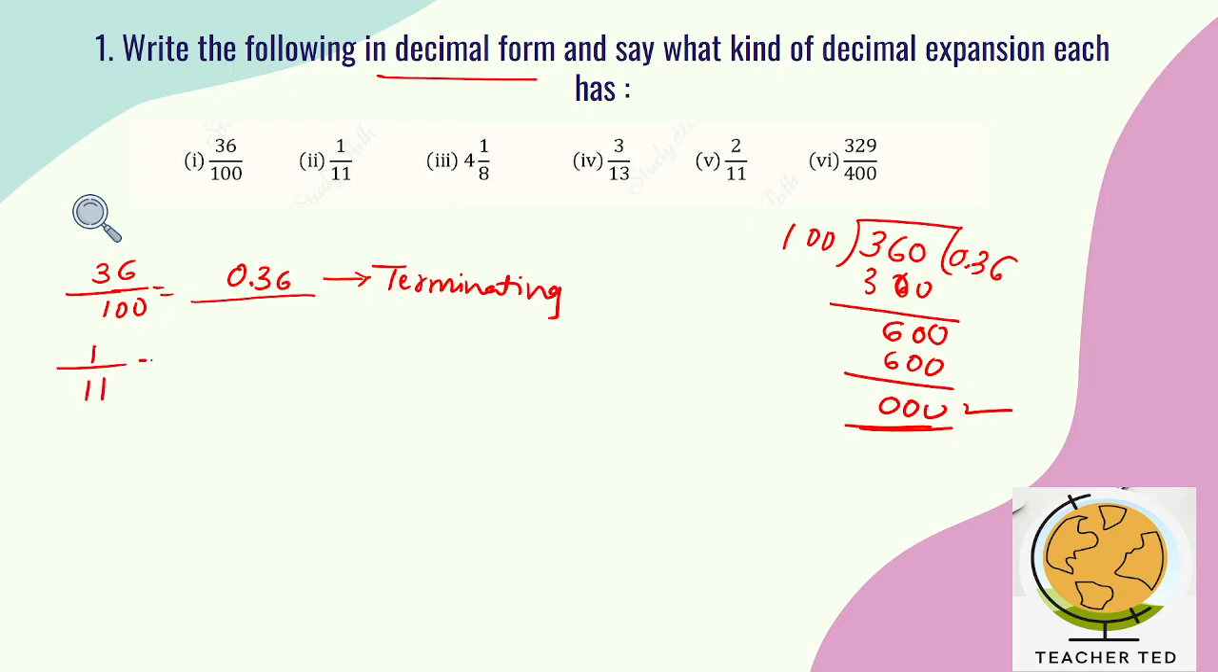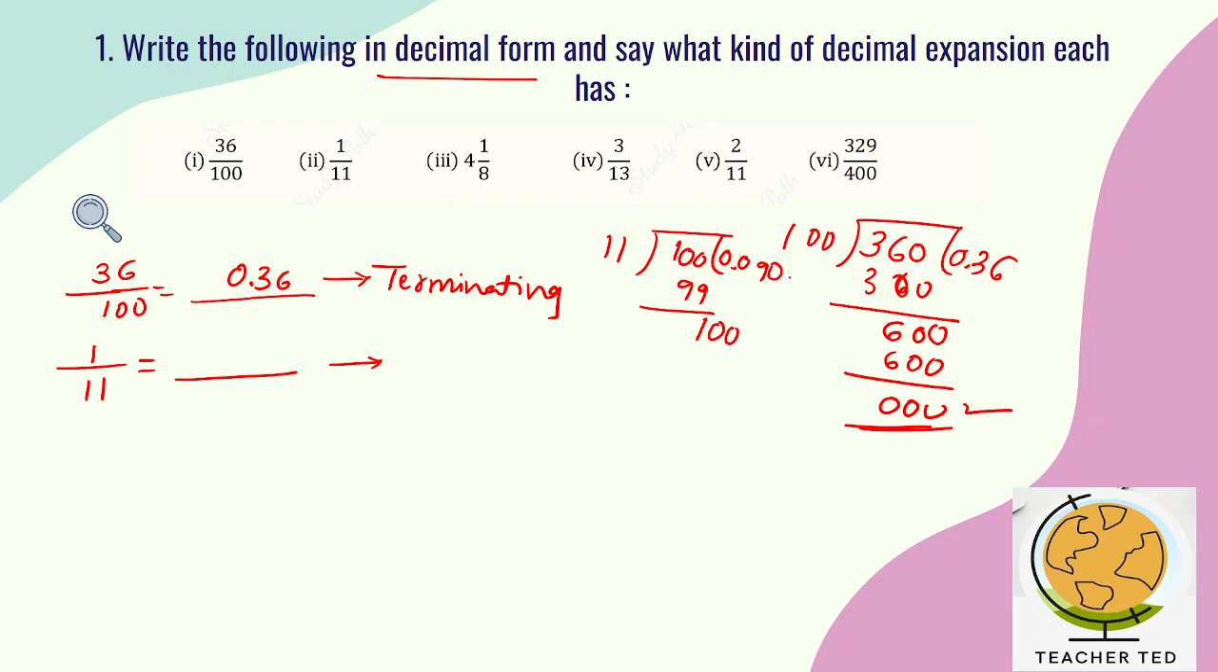Go for the second one, 1 divided by 11. We need to find out the decimal expansion of this and find out whether it is terminating or non-terminating. So 1 upon 11, 1 is way lesser than 11, put a point here and it will become 10. Again 10 is lesser than 11, put one more 0 here, it will become 100. So 11 9s are 99 and the remainder becomes 1, and it will start again with the same process.